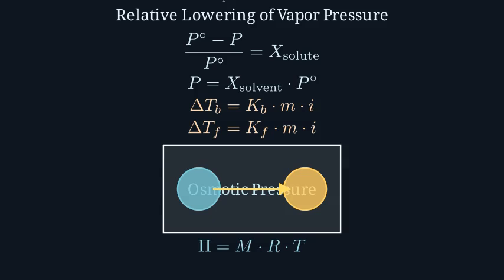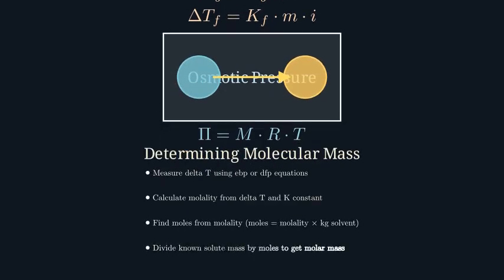We can use colligative properties to find molecular mass. For example, if a known mass of solute causes a known delta boiling point, we use delta T equals K sub B times molality to solve for moles, then divide the mass by moles to get molar mass.